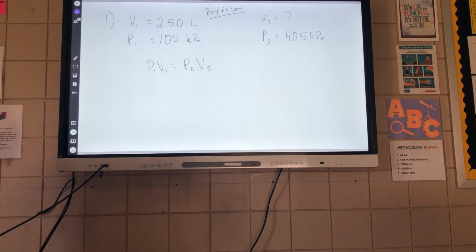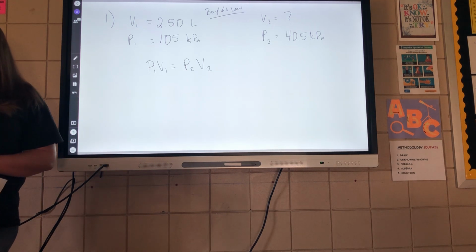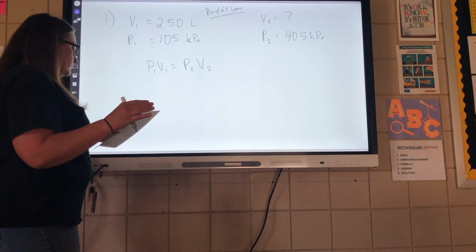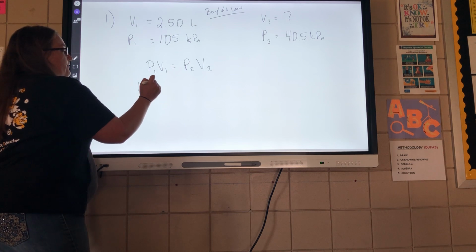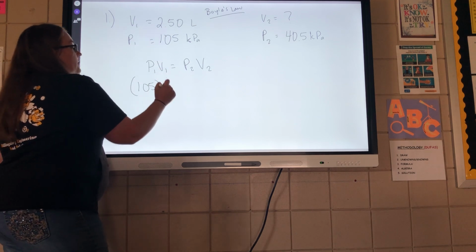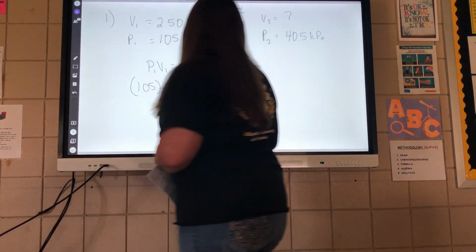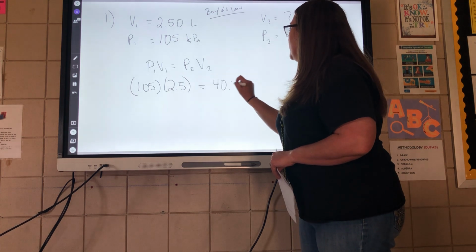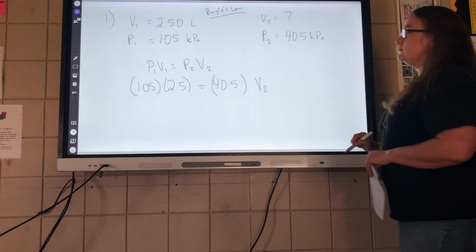So there's my formula. Once I've written my formula, I want you to write the formula just like all problems before. I want to see formula, work, correct answer, correct unit. So now I just plug in. My P1 is 105. My V1 is 2.5, equals P1 is 40.5. I do not know my V2.